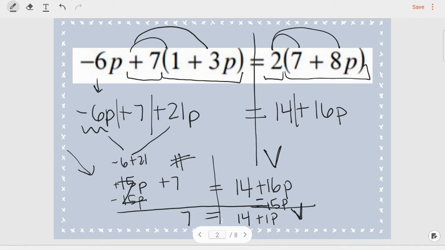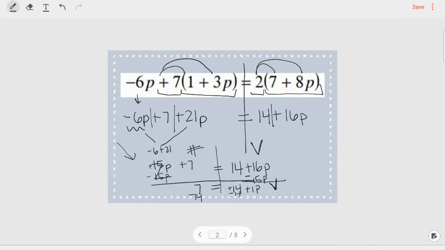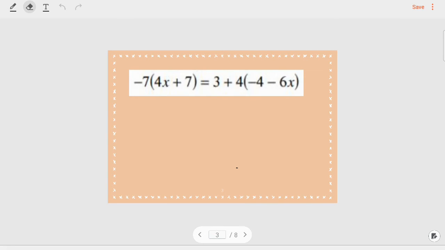Continuing, if this is my variable side, I need to get rid of 14, so since it's positive 14, I'm going to subtract 14 from both sides. What do I have left over? 7, and I'm going to bring that up here. 7 minus 14 is negative 7, equals, what's left over on the right-hand side? 1p. Now, 1p is the same as p, so I don't need to do anything else. That is just my answer. Negative 7 is equal to p.